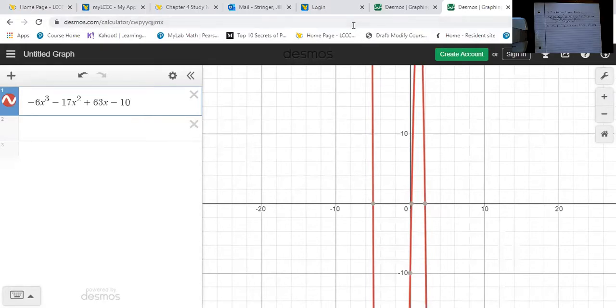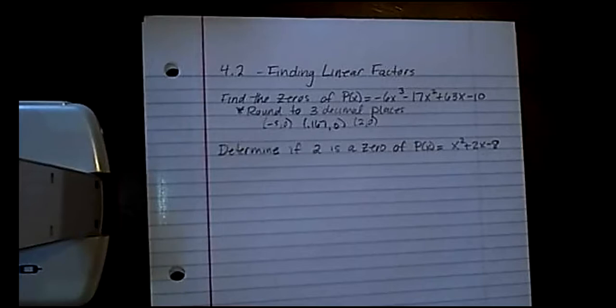All right, so back to our notes. So I've written those answers here: negative 5, 0; 0.1670; and 2, 0. All right, so the next thing we're going to talk about from 4.2 is determine if 2 is a 0. So remember that how you determine if it's a 0 is you use synthetic division, or you could use long division, but synthetic is quicker. And if your remainder comes out to be a 0, then yes, it is a 0.